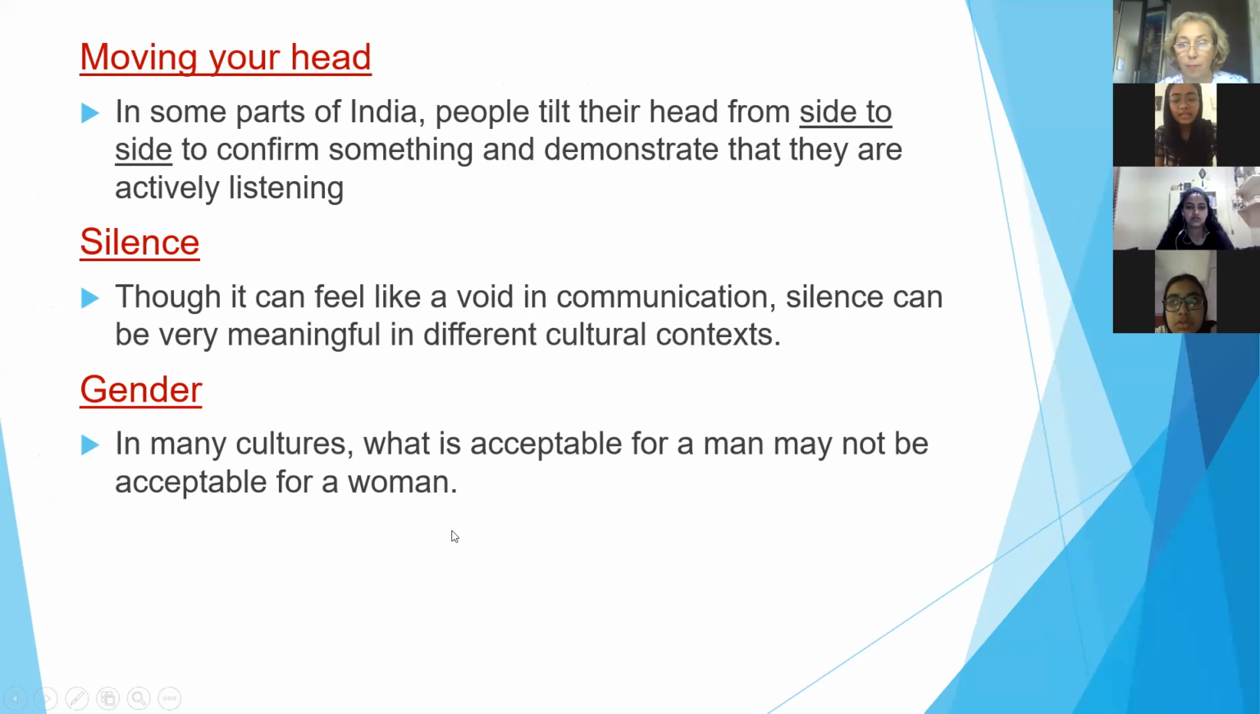And the next one is silence. Though it is a field that involves no verbal communication, silence can be very meaningful in different cultures. In Western culture, or we can say in America and the UK, when we become silent, they say that it is a problematic situation. And the gender: in many cultures, something which can be done by a man will not be allowed or permitted for females.